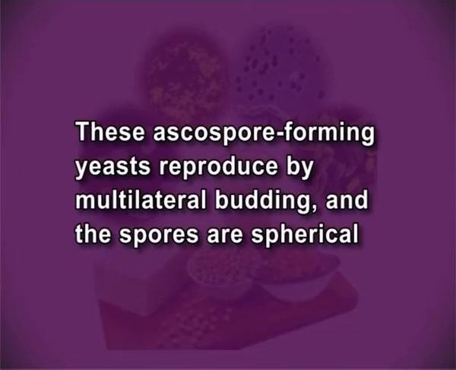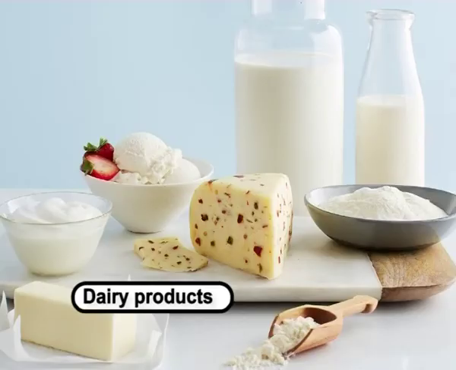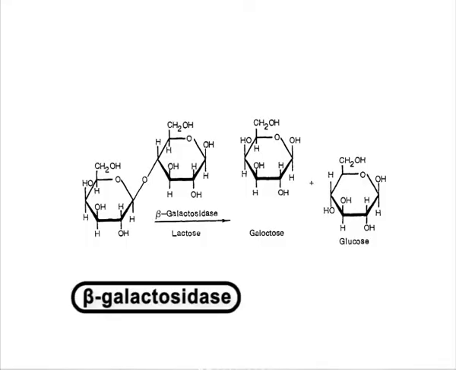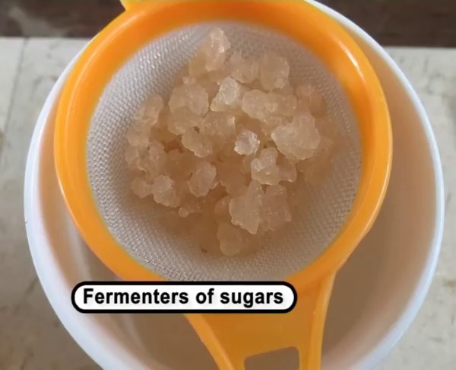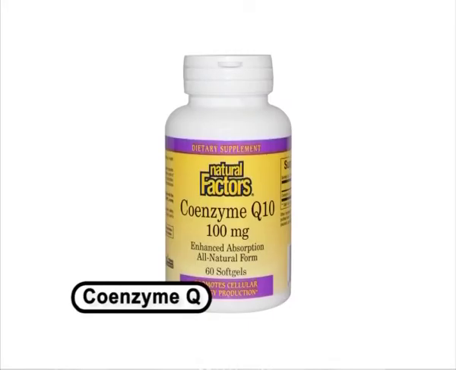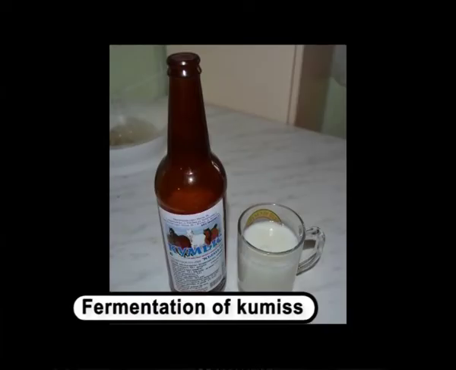Kluyveromyces. These ascospore-forming yeasts reproduce by multilateral budding and the spores are spherical. It is one of the two most prevalent yeasts in dairy products. Kluyveromyces species produce beta-galactosidase and are vigorous fermenters of sugars, including lactose. Kluyveromyces species contain coenzyme Q and are involved in the fermentation of koumiss.